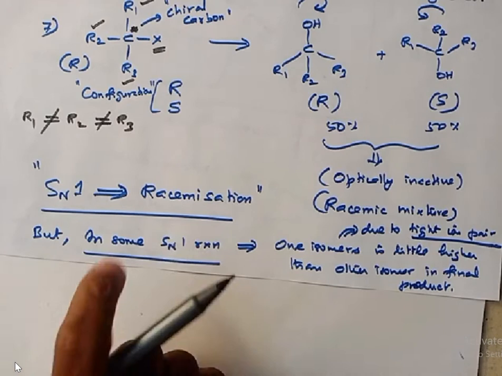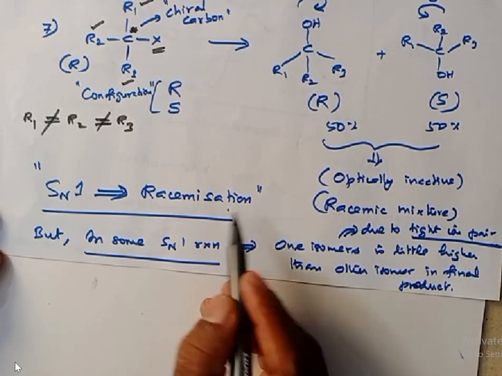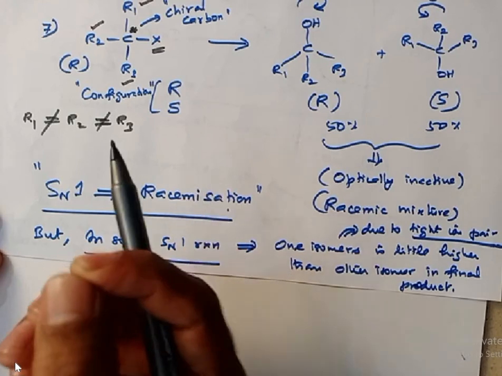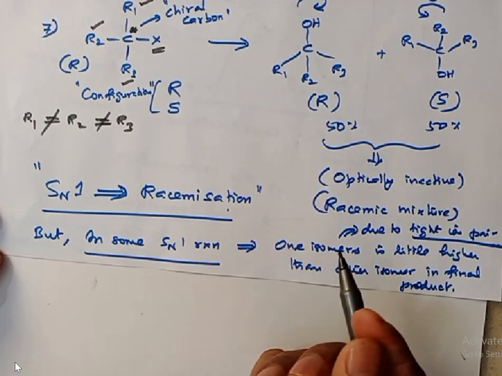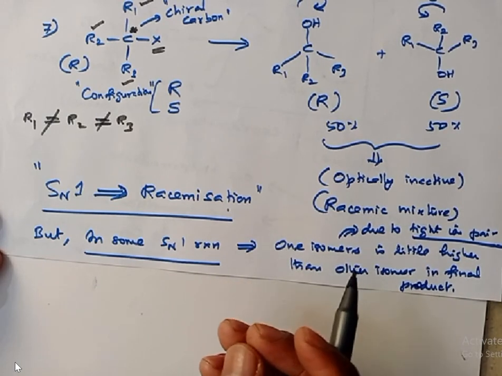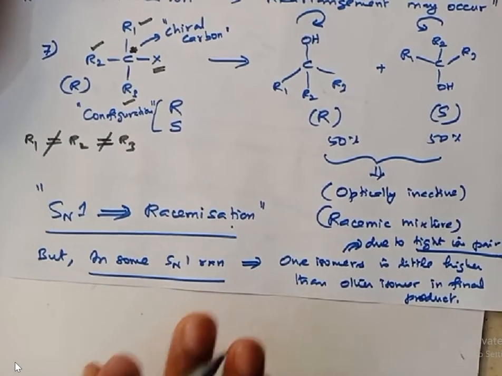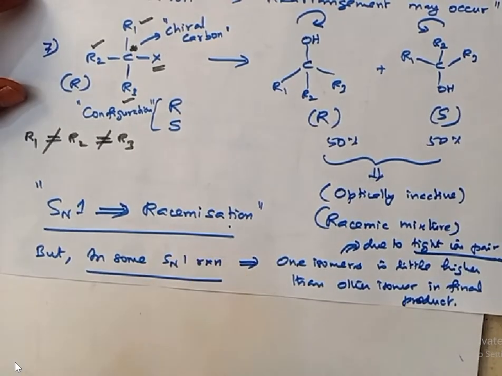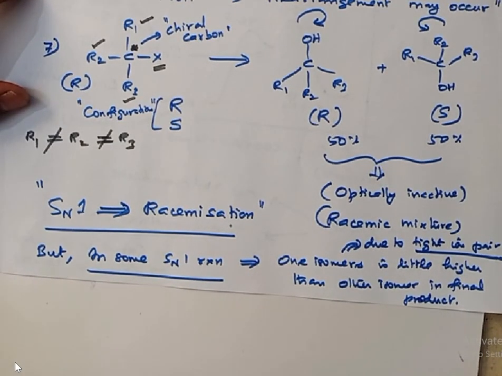In general, Sn1 reaction leads to racemization, but in some rare cases, you may get inversion product in a little amount. We'll discuss that later. This is a very essential point. Keep this in mind. If they ask in the question paper, you should read the options carefully.